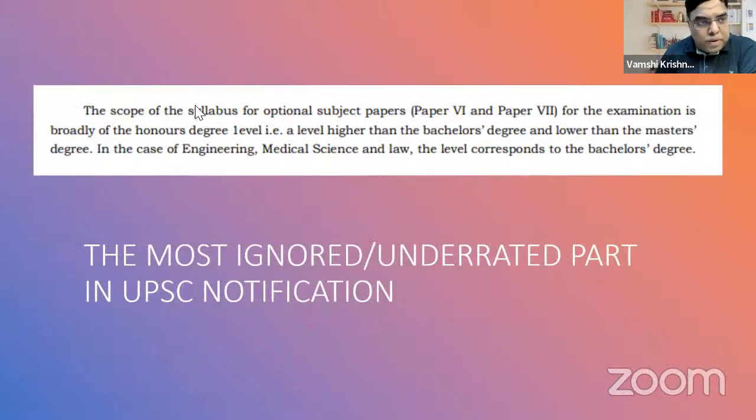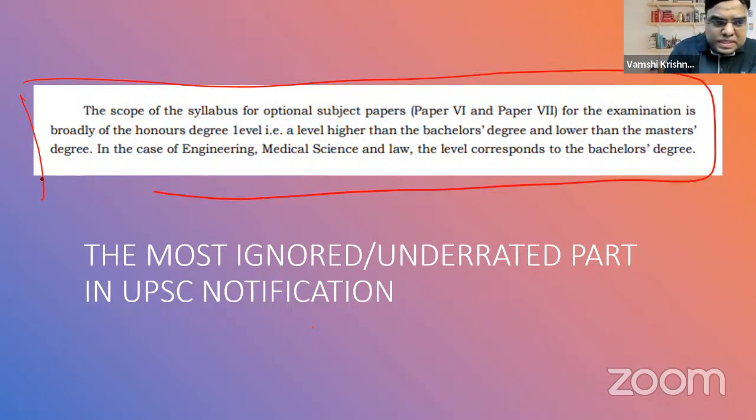This is your UPSC syllabus, and it is in your notification. Please see this. Is the screen visible for everyone? Yes, sir, it is visible. Yes. Okay, thank you. Please read that very carefully.